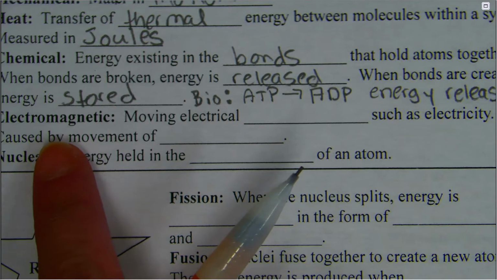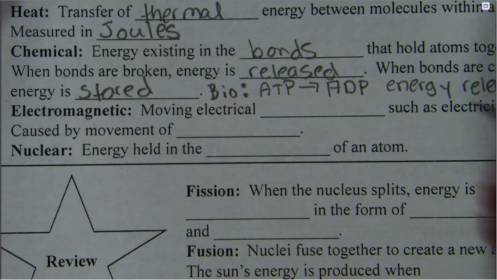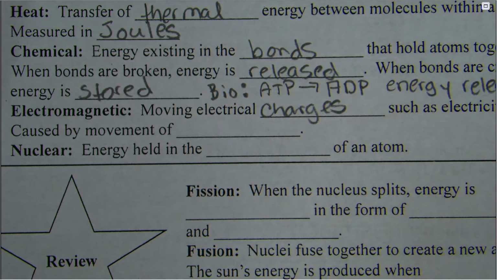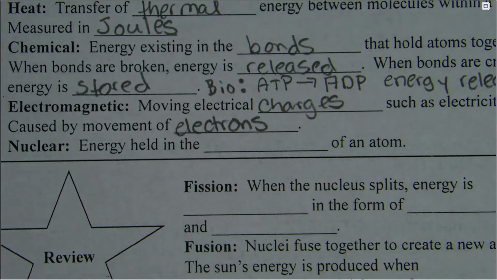The electromagnetic spectrum is the moving of electrical charges, such as electricity, and it is caused by the movement of electrons. This is also how different waves form.